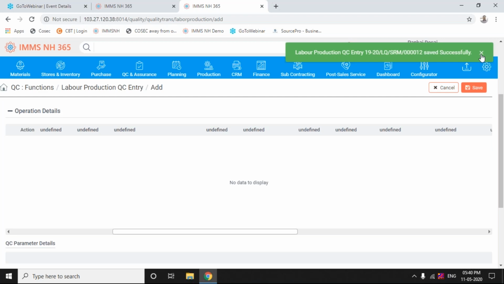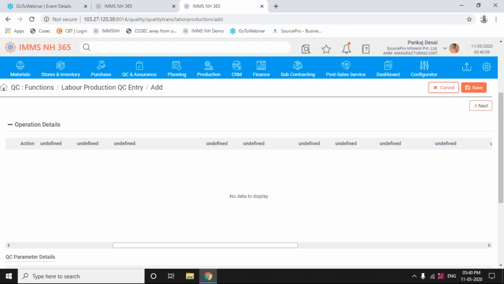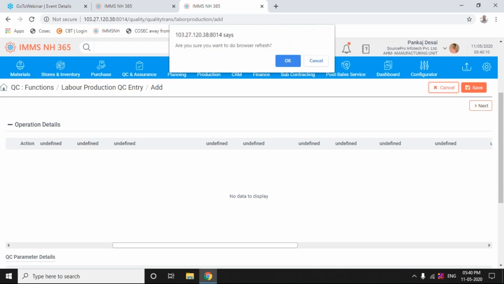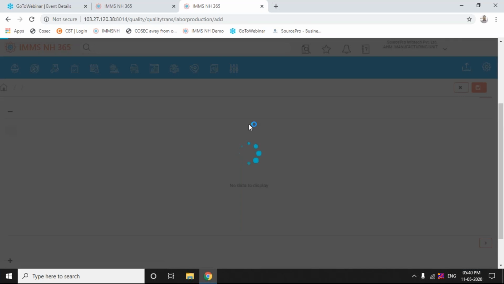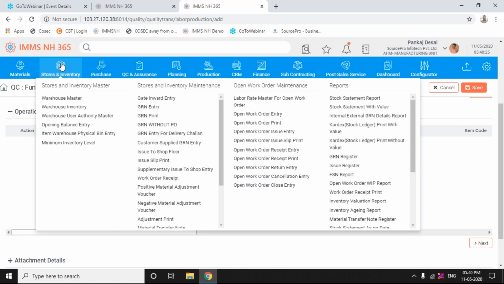We track each and every labor production entry and the corresponding QC, if a QC operation was required, with a unique traceability. That I would like you to note. Let's go to the work order received.